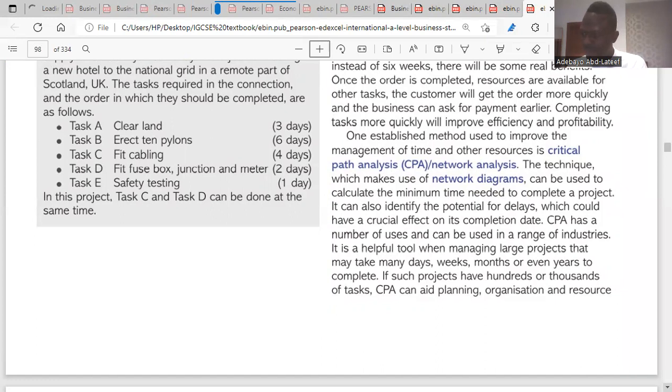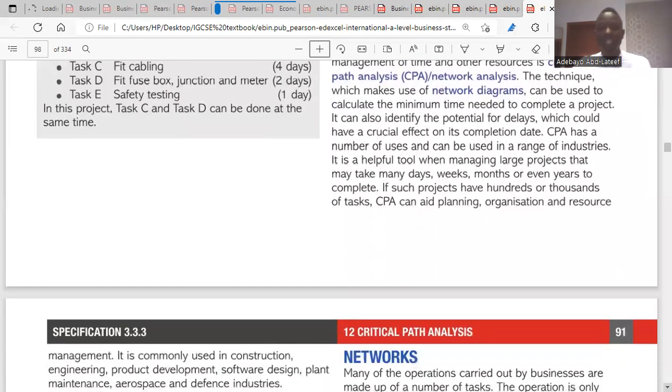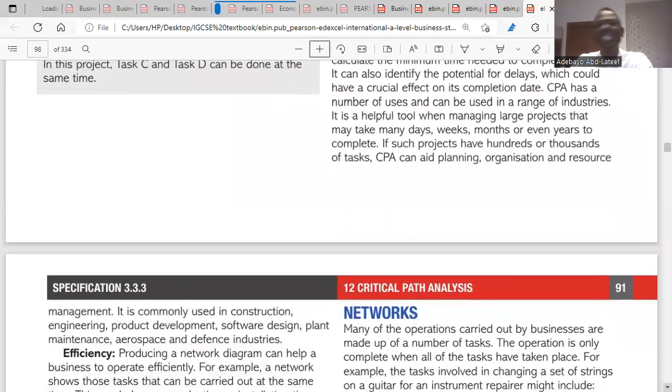Then, I said CPA, or network analysis, is one established method used to improve the management of time. CPA is an analysis that helps us to improve how we manage our time. When we're talking about time management, it doesn't mean that from 7 o'clock to 7 o'clock I have to sleep, I have to do this. No, we're talking about within a project that has to be completed within a time frame. So we're talking basically about projects that have to be completed.